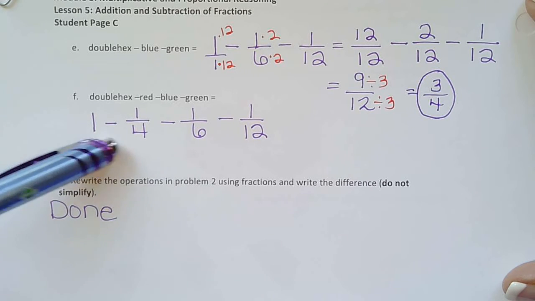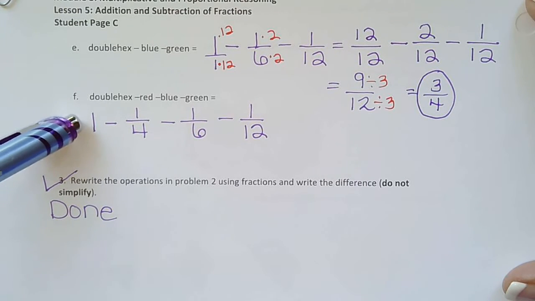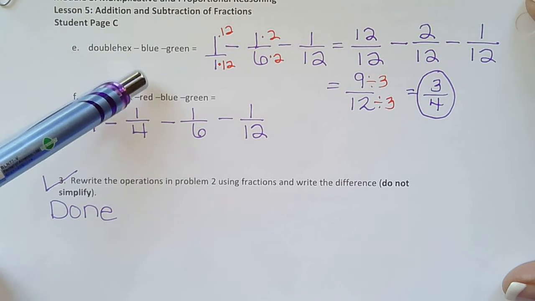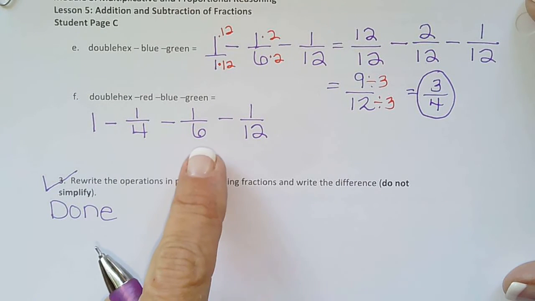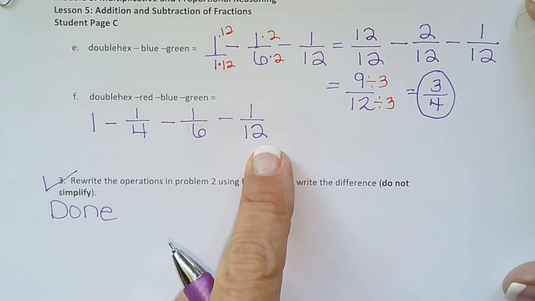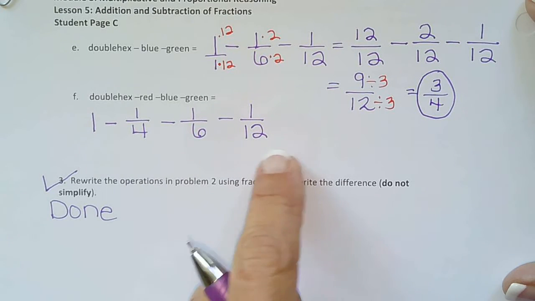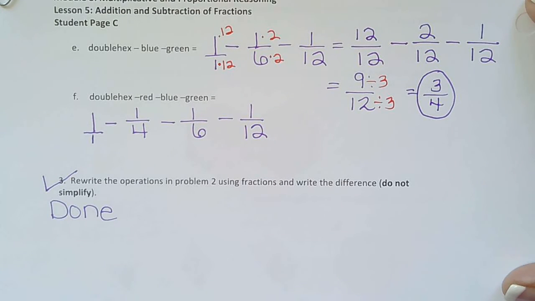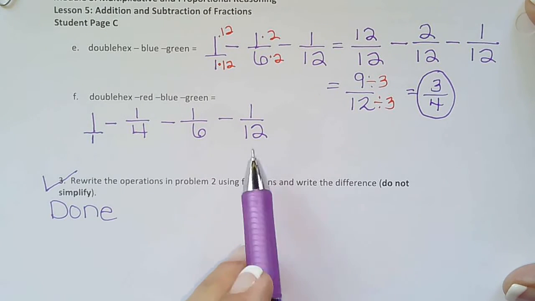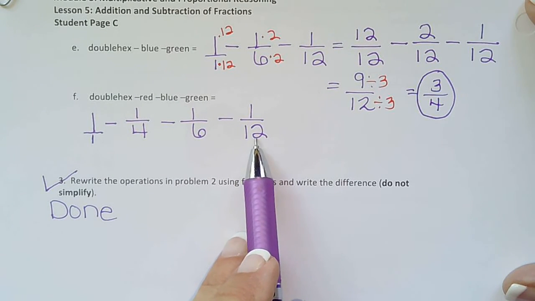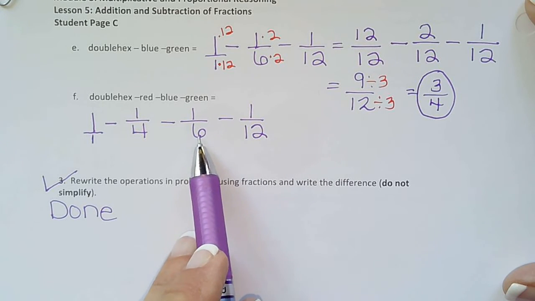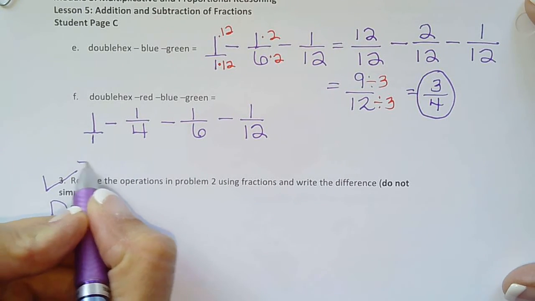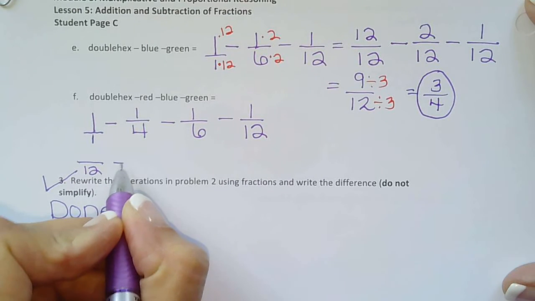So the next one, I copied this down after the video was over so I wouldn't have to keep turning over the page. Double hex is 1, red is 1/4, blue is 1/6, green is 1/12. So I filled that all in. And again, you want to make that whole number 1 over 1. So start with the largest number. 12. Does 6 go into 12? Yes, yes, yes. So there it is again. We're going to have all 12s again.